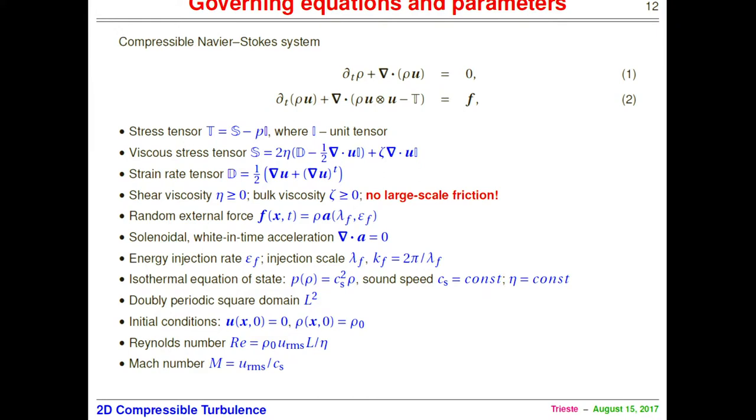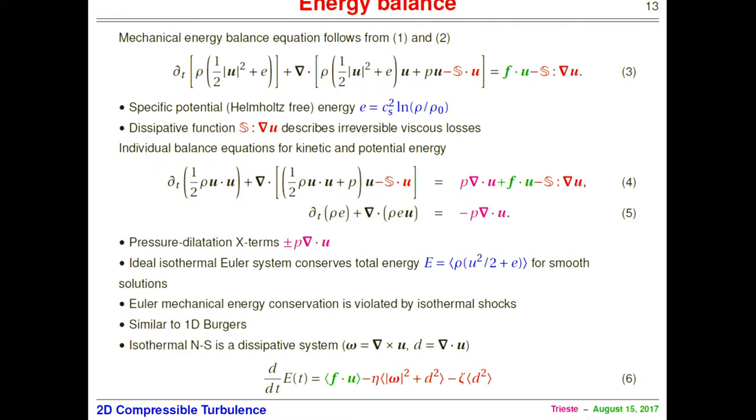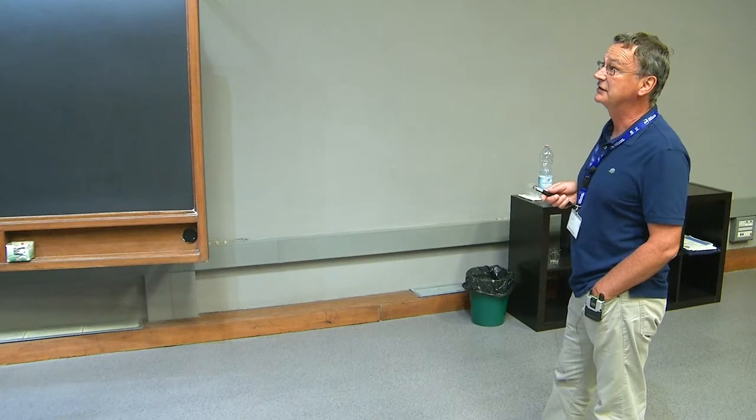We have the usual dimensionless parameters like the Reynolds number here and the Mach number for the compressible flow. For these two equations, there is no energy equation if you assume isothermality, but you can use these two equations to derive the energy balance equation for the system. And so you have the usual terms on the left-hand side, and on the right-hand side you have viscous dissipation and forcing, okay? Now, the total energy in this case is an ideal invariant.